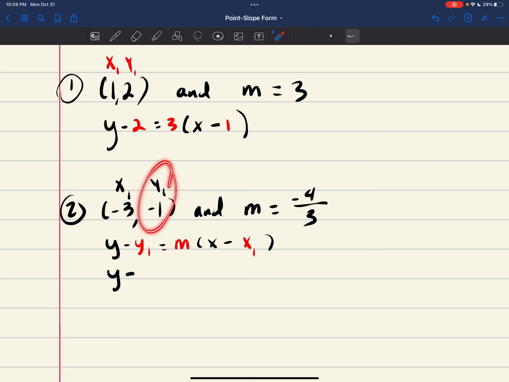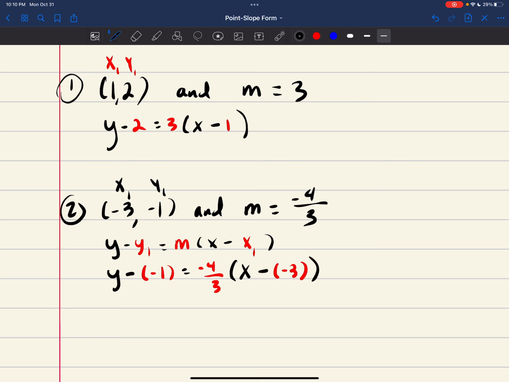My y1 in this case is -1, so I need to put parentheses after the negative sign, y minus -1. And a lot of students make the mistake of writing y minus 1 instead of y minus -1. Okay, you cannot put y minus 1, it's not the same thing. Okay, so after that I have my slope, which is -4/3. And then I multiply that with this whole quantity here, x minus -3.